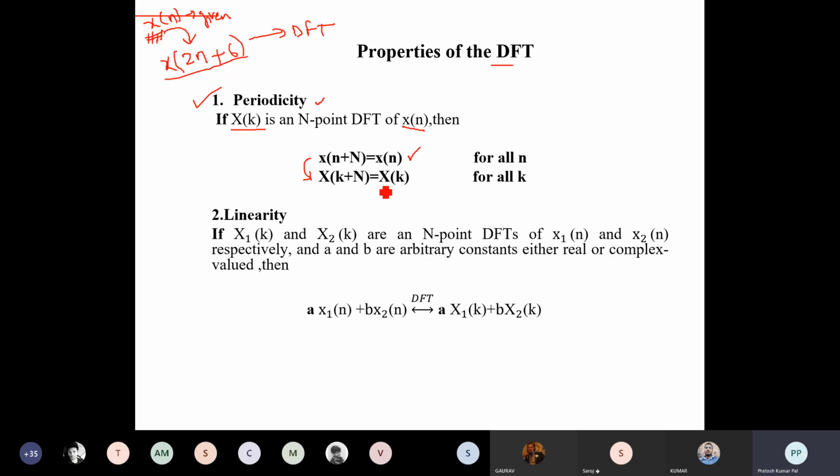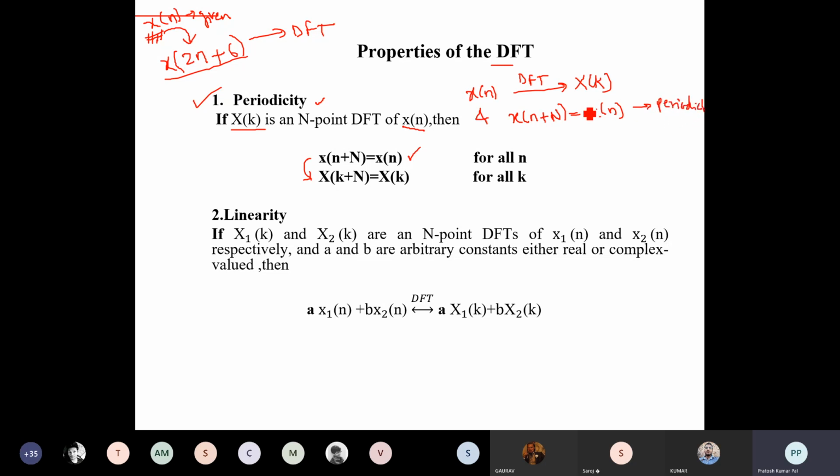Okay, we can write this in some other way, like if x of n is there and its DFT is given by X of k, and x of n plus capital N is equal to x of n, so this indicates that it is a periodic signal.